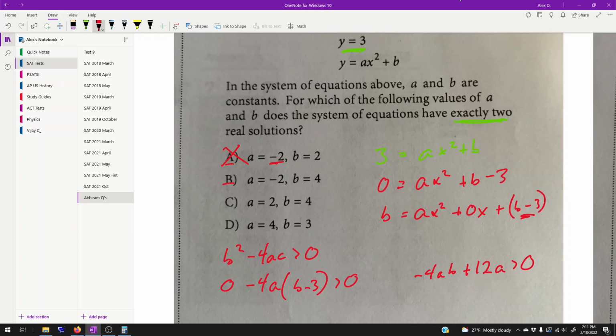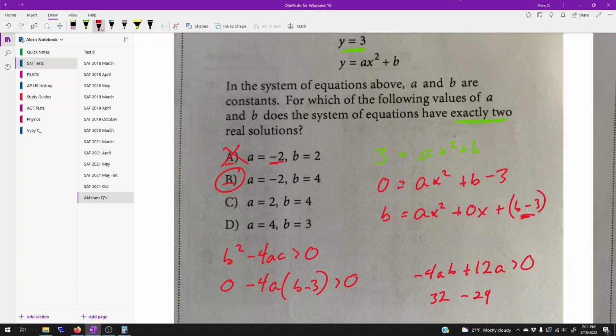I see what they're doing here. -2 and 4, so that would be 8 times 4 is 32. Minus 24 again, that stays positive, so that's our answer.